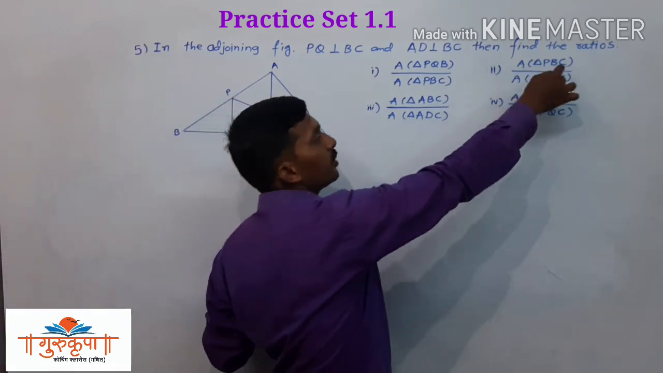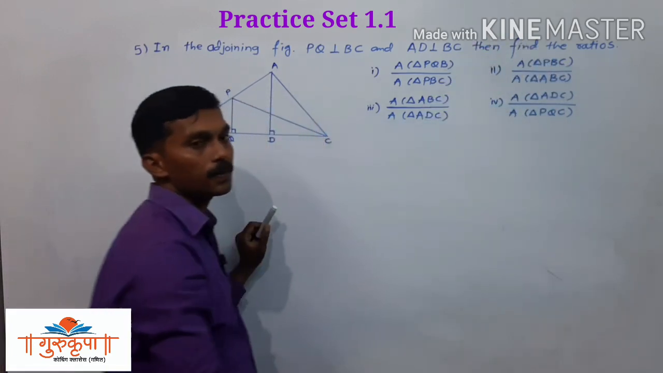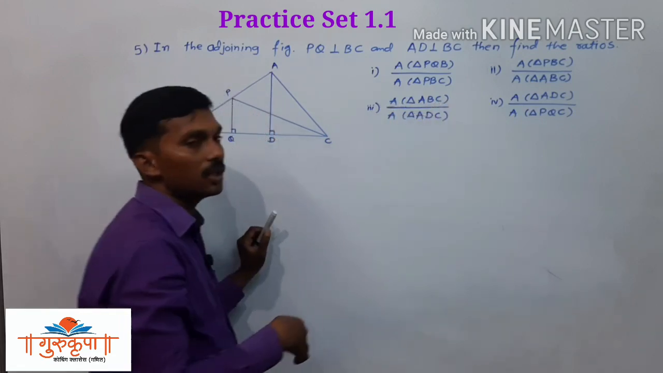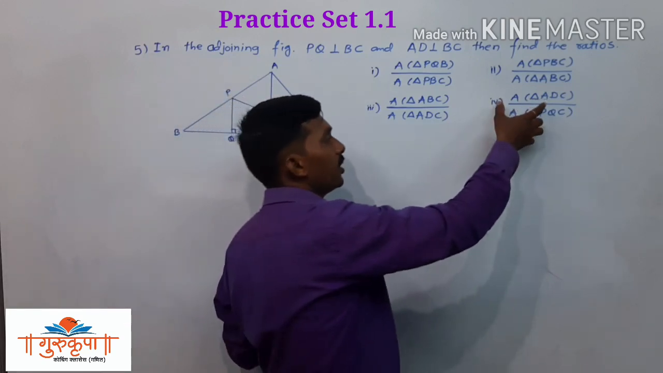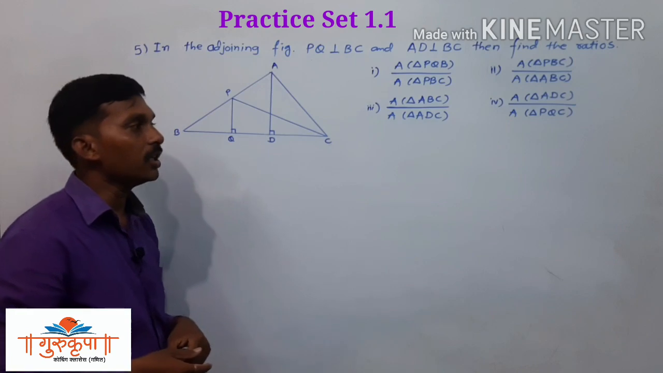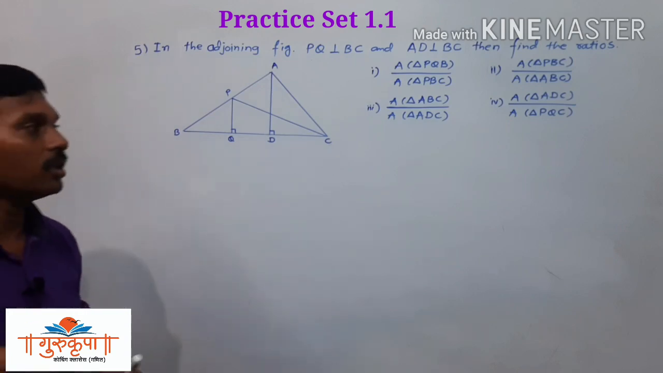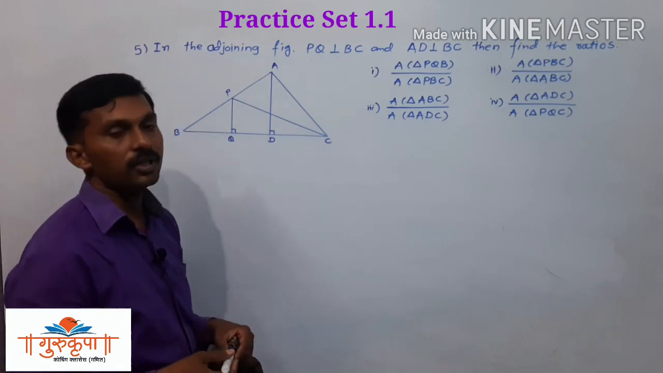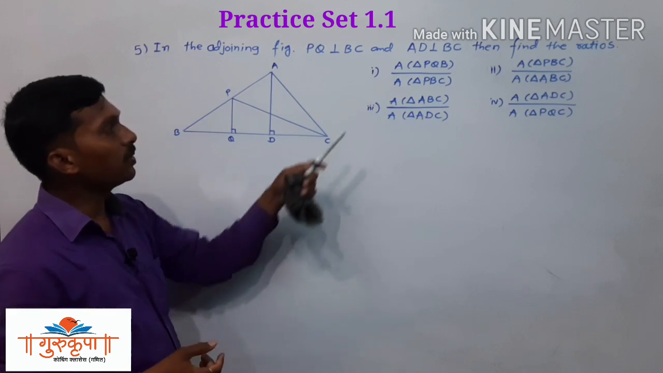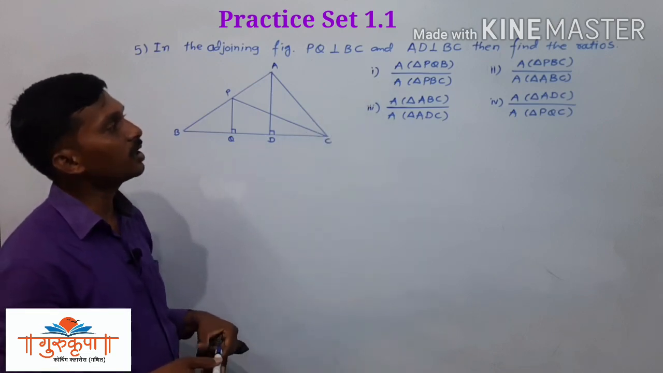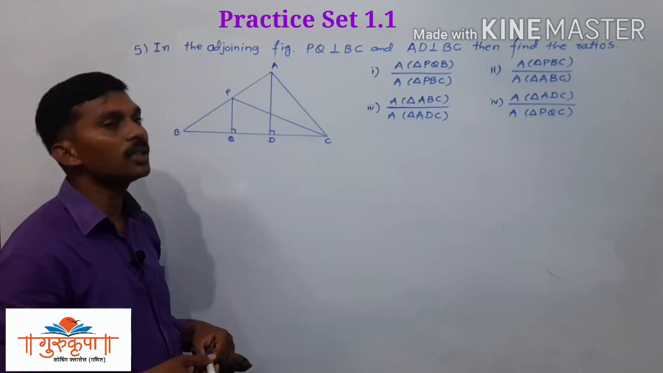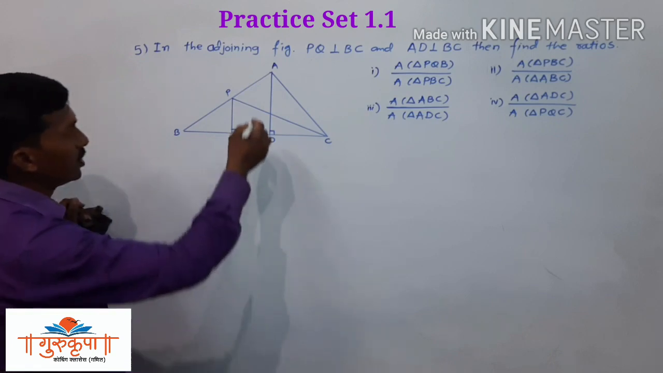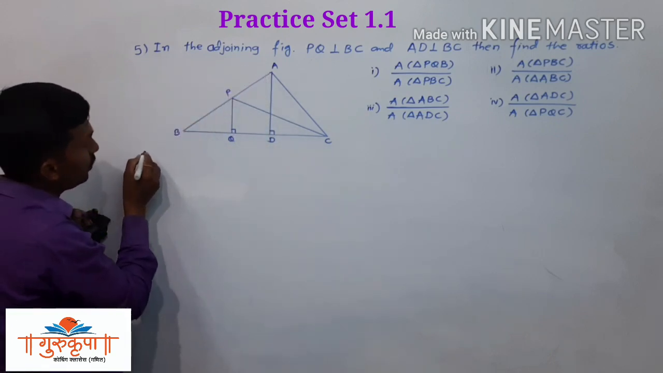Number 2, area of triangle PBC upon area of triangle EBC. Third ratio, area of triangle ABC upon area of triangle EDC. And the last ratio, area of triangle ADC upon area of triangle PQC. We have to find the 4 ratios of the areas of two triangles. Now we will first find the first ratio, area of triangle PQB upon area of triangle PBC. Before writing the value, we will draw the diagram, then write the given information.